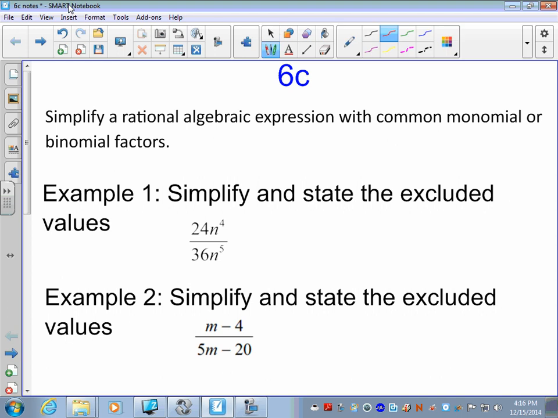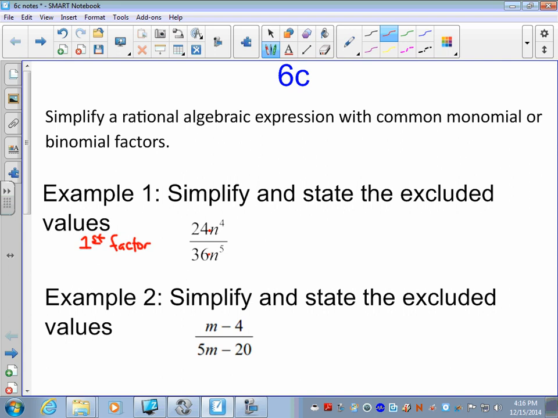The very first thing I would like you to do, if you can, is factor the numerator and denominator. Factor just means multiplication, which we already have here: 24 times n to the fourth, 36 times n to the fifth. We cannot break this down any further. So the first step was to factor, if possible.